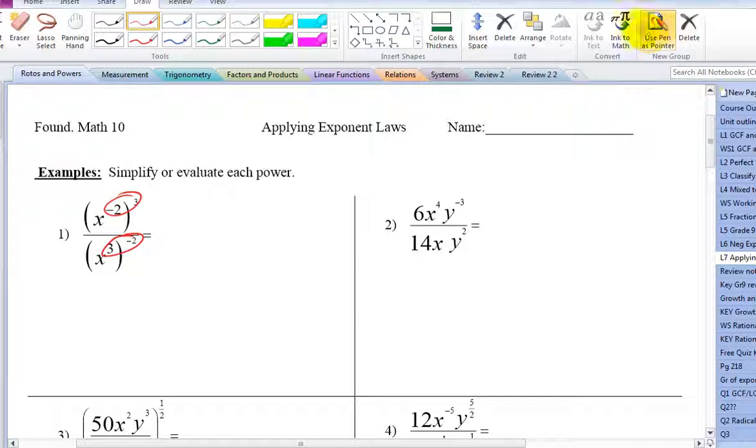Okay, so tell me, what are you going to get up top, and what are you going to get down below? Let's go, do it. Yes, really.